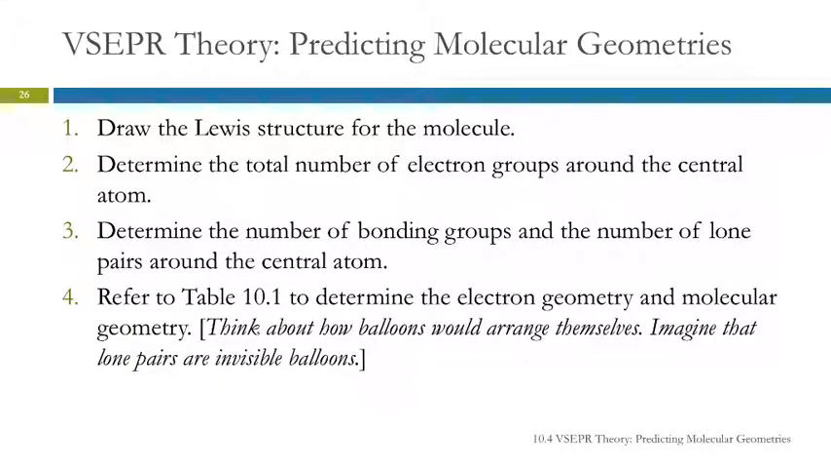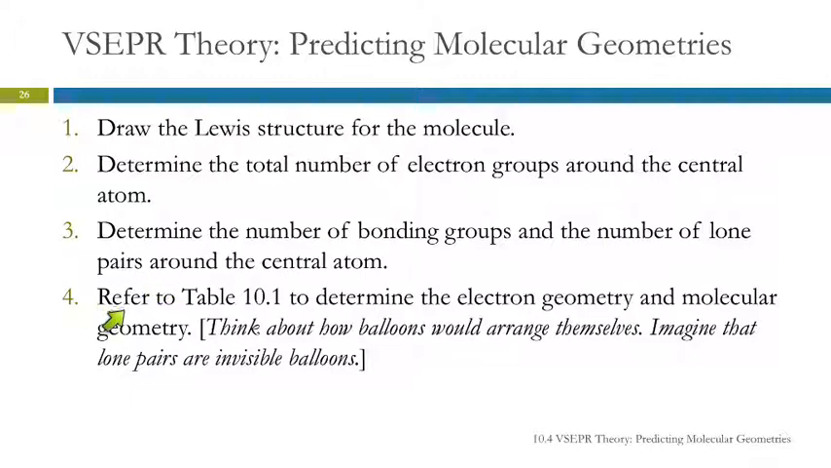So these are the instructions given in the book for how to predict molecular geometries. And most of them are great. Start out by drawing the Lewis structure. Figure out the total number of electron groups. And from that, then you look at the number of bonding groups and the number of lone pairs.